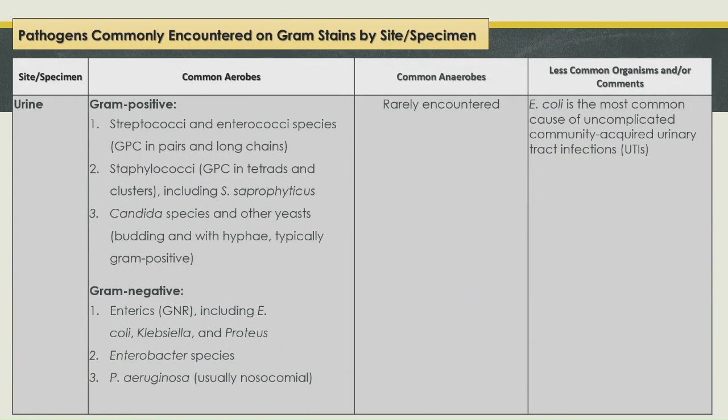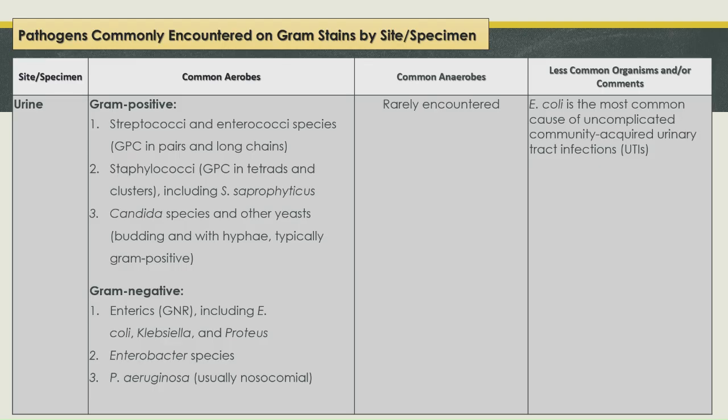Site/specimen: urine. Common aerobes. Gram-positive: 1. Streptococci and Enterococci species, GPC in pairs and long chains. 2. Staphylococci, GPC in tetrads and clusters, including S. saprophyticus. 3. Candida species and other yeasts, budding and with hyphae, typically gram-positive.